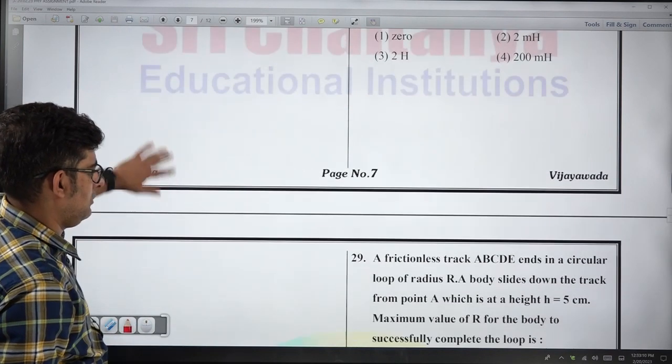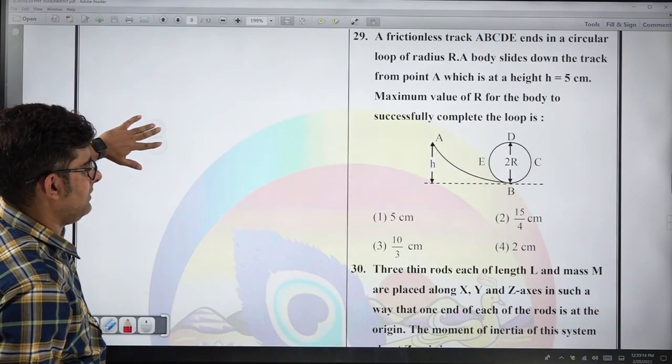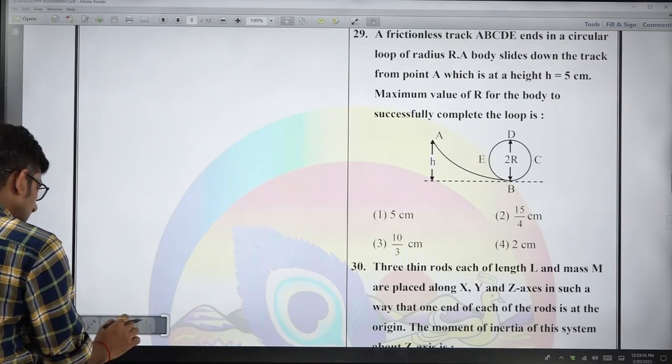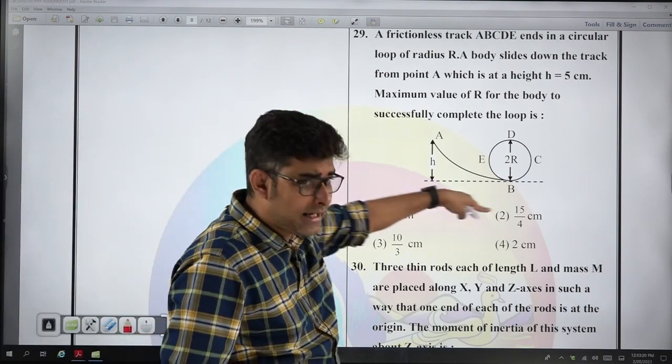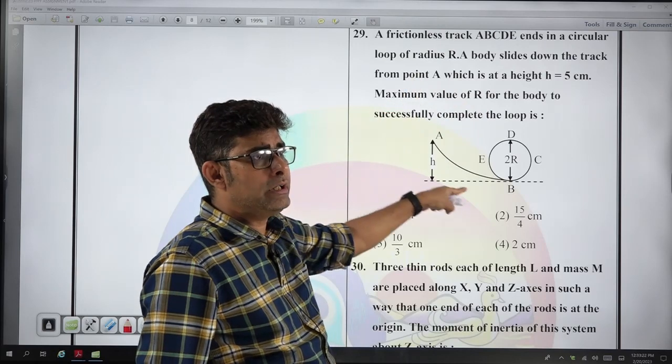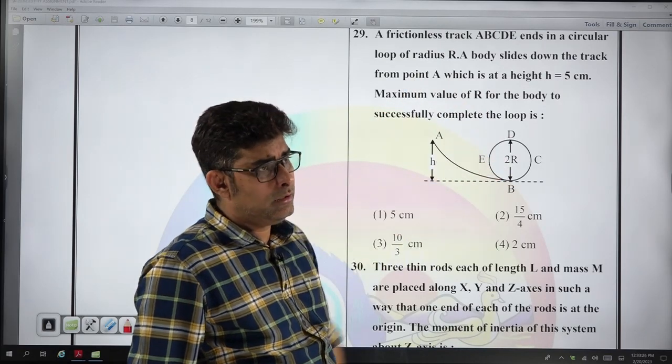We'll now move fast to other questions. Okay, 29th question. There is a track and there is a body coming down. Minimum value of R for the body to successfully complete the loop.